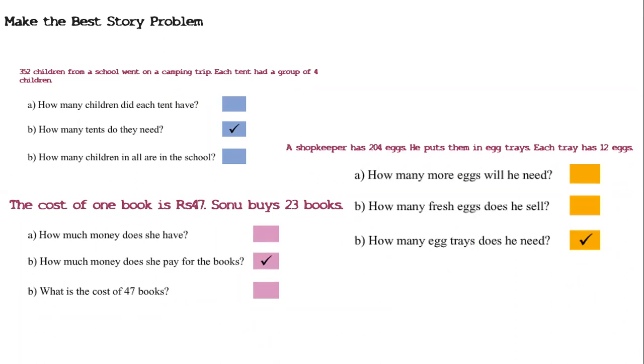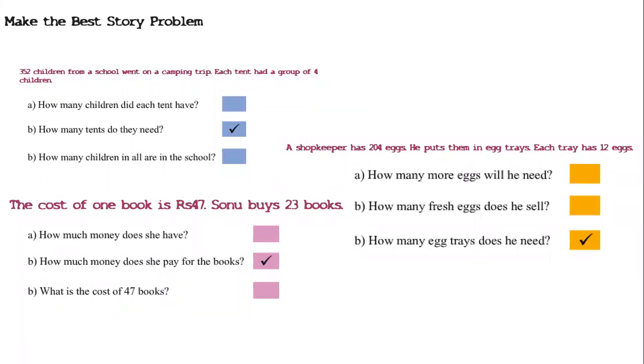Look at this. This is not a problem. One question is there, followed by 3 questions. Out of these 3, which is the best question to ask? You got my point? Yes, sir. 352 children from a school went for a trip. Each tent has a group of 4 children. Then what should be the best question? How many tents are needed?